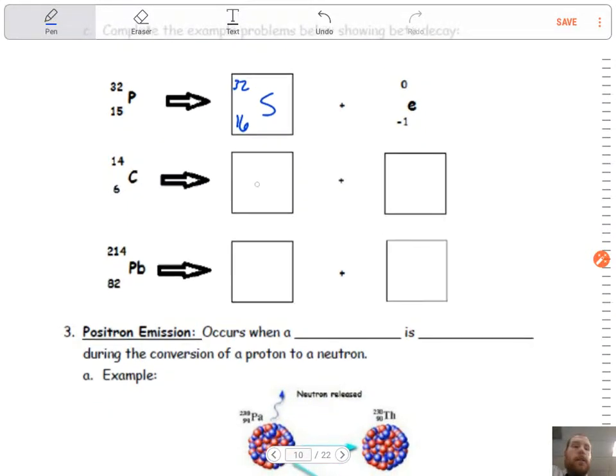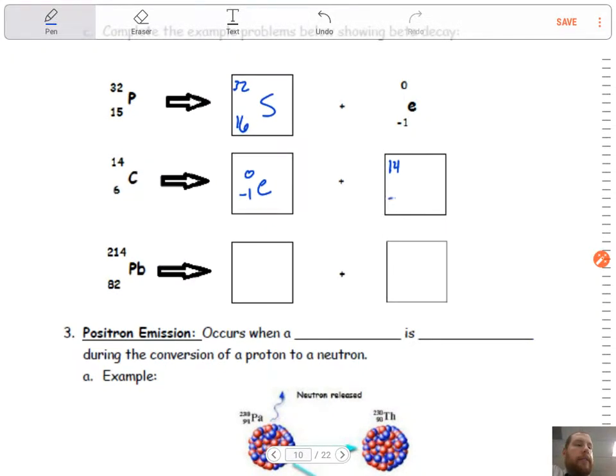Sulfur. All right, so I'm still under beta decay, so I'm going to just draw my beta particle in. Doesn't matter what order I put them in. You guys go ahead and try the rest on your own. All right, so 14 is my mass. 6 minus -1 is going to give me 7, so now it becomes nitrogen-14.